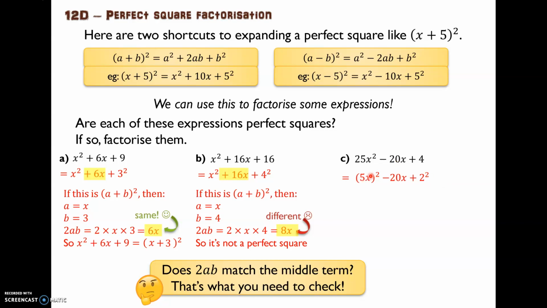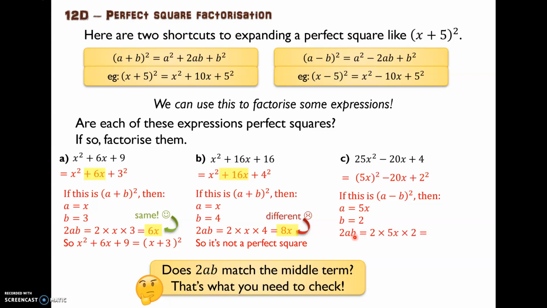Okay, so we've got this as something squared, and this as something squared, and there's a minus sign here. Oh, it doesn't look like that one now. It looks like this one, right? Something squared minus something plus something squared. Ooh, could fit the pattern. Let's check it out. So if it does fit the pattern, then if this is A minus B squared, then A would be 5x. B would be this here, 2.